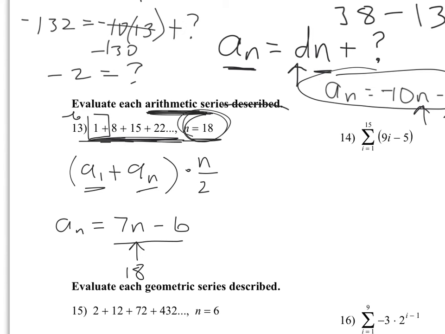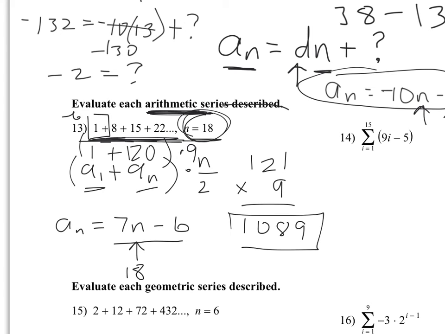So if we use the formula now, first term plus last term, that's 1 plus 120 multiplied by n over 2. Well, if n is 18, 18 divided by 2 is 9. So it's 121 times 9. 121 times 9 is 1089. So that would be the sum of the first term through the 18th term of that arithmetic.